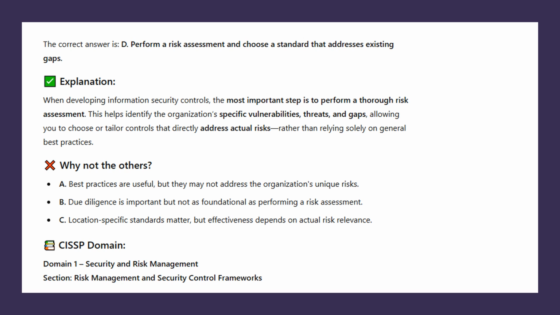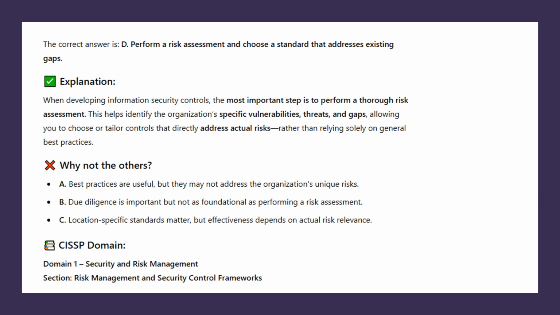The correct answer here is D, perform a risk assessment and choose a standard that addresses existing gaps. When developing information security controls, the most important step is to perform a thorough risk assessment. This helps identify the organization's specific vulnerabilities, threats, and gaps, allowing you to choose or tailor controls that directly address actual risks, rather than relying solely on general best practices.